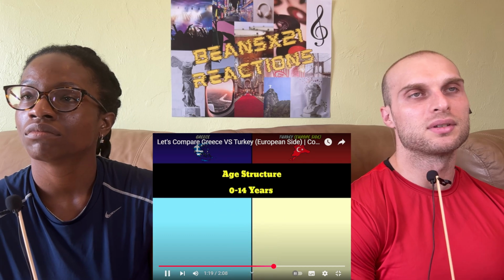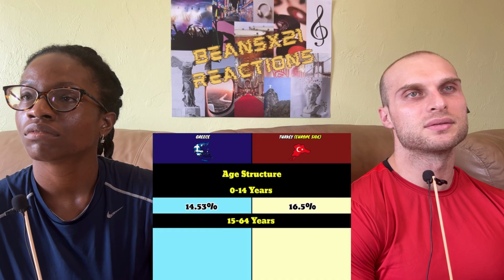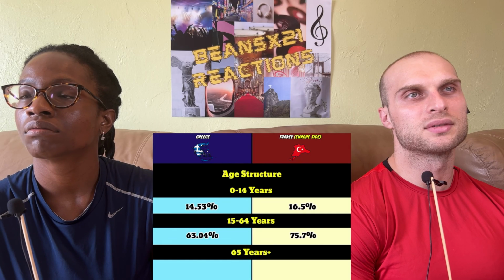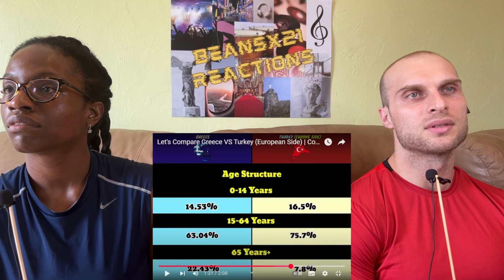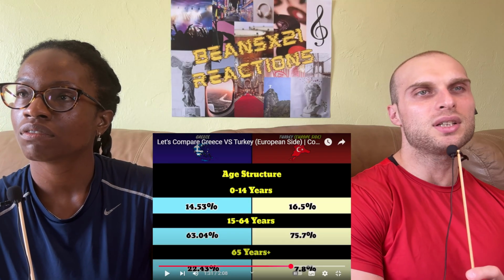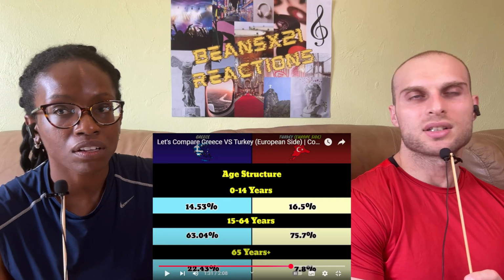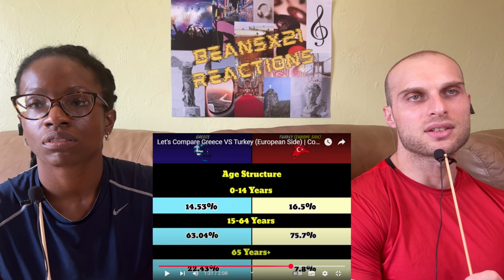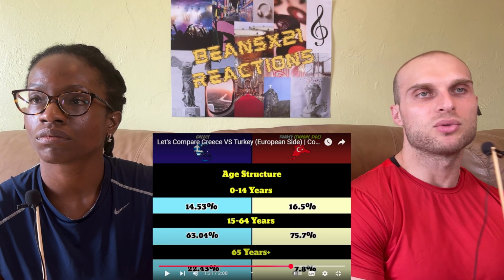Age structure: 0 to 14 years, 14.53 percentage, 16.5 percentage; 15 to 64 years, 63.04 percentage, 75.7 percentage; more than 65 years, 22.43 percentage, 7.8 percentage. Interesting. So they don't live a long time. Turkey is a younger population. No, that's not what it shows. How I interpret it is that the old people are in the Asian part and the young people move to the European part.